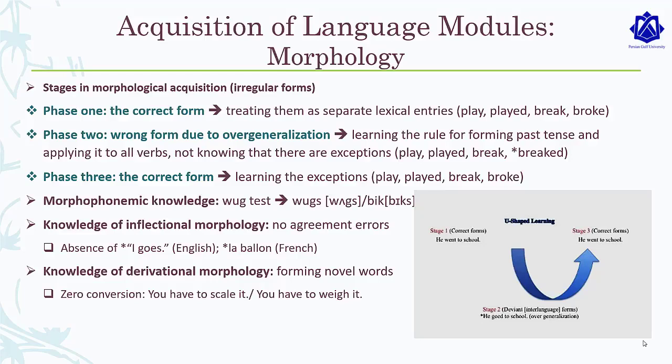What about morphology? How do they learn morphology? Well, one aspect of morphology that has been interesting for researchers is how children acquire irregular forms. What are the stages in acquiring morphological forms?